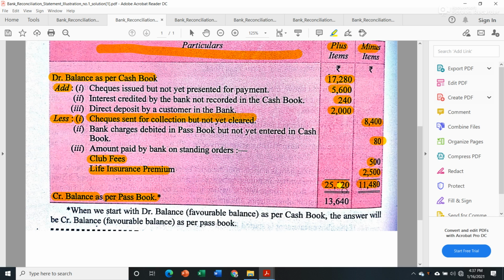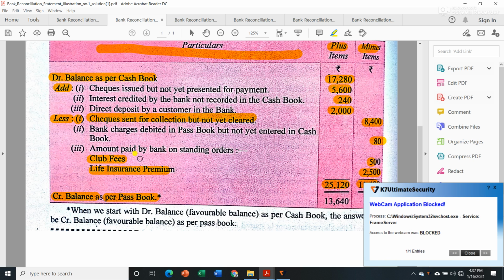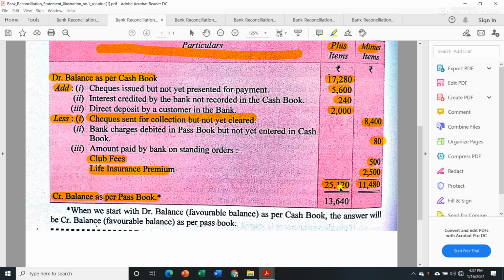When the minus item is more than the plus item, we will see that also, but as of now you saw that when we have plus amount more than minus, we write the opposite of debit balance as per cash book, that is credit balance as per passbook. Now the difference we have to find out after drawing two parallel lines. That means we have closed down the account and the difference is 13,640. Okay, now this is how you are supposed to prepare a bank reconciliation statement.